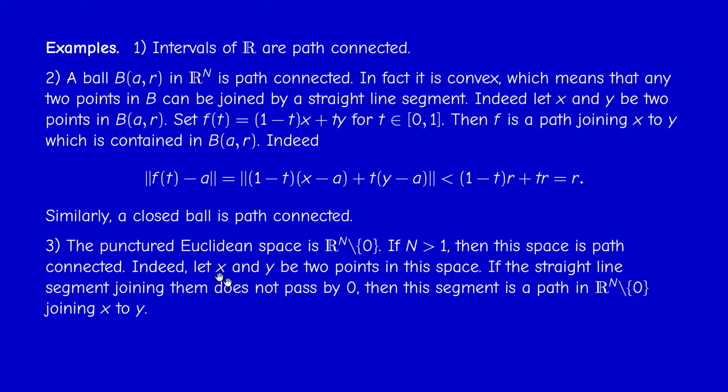then the straight line segment joining x to y is in Rn without 0. So we can join x to y by a direct straight line path. So please draw a figure.